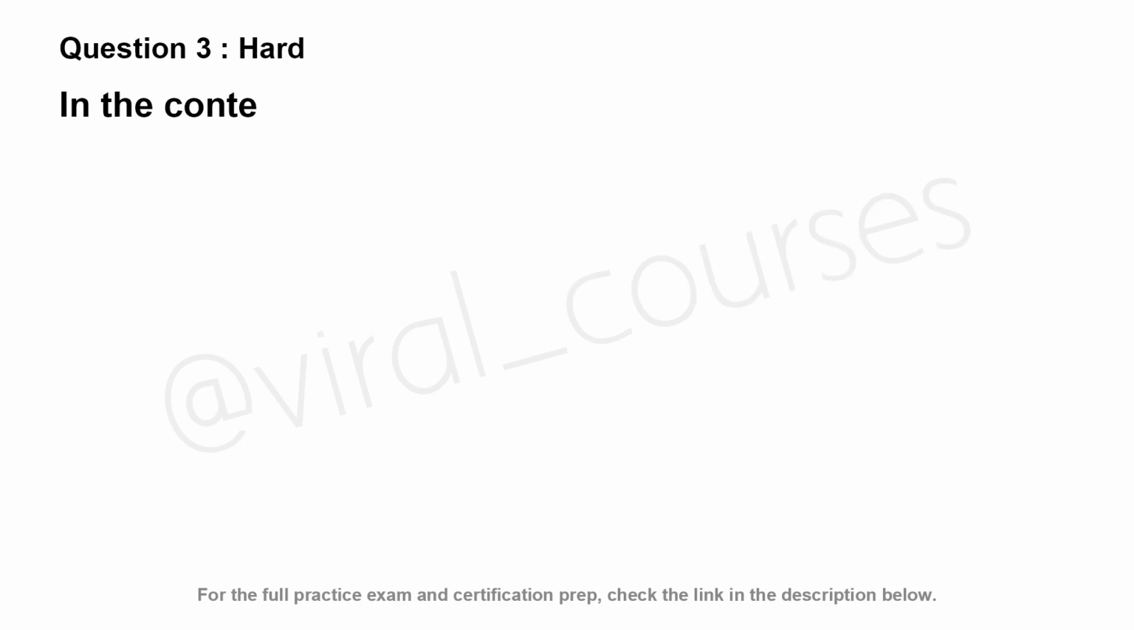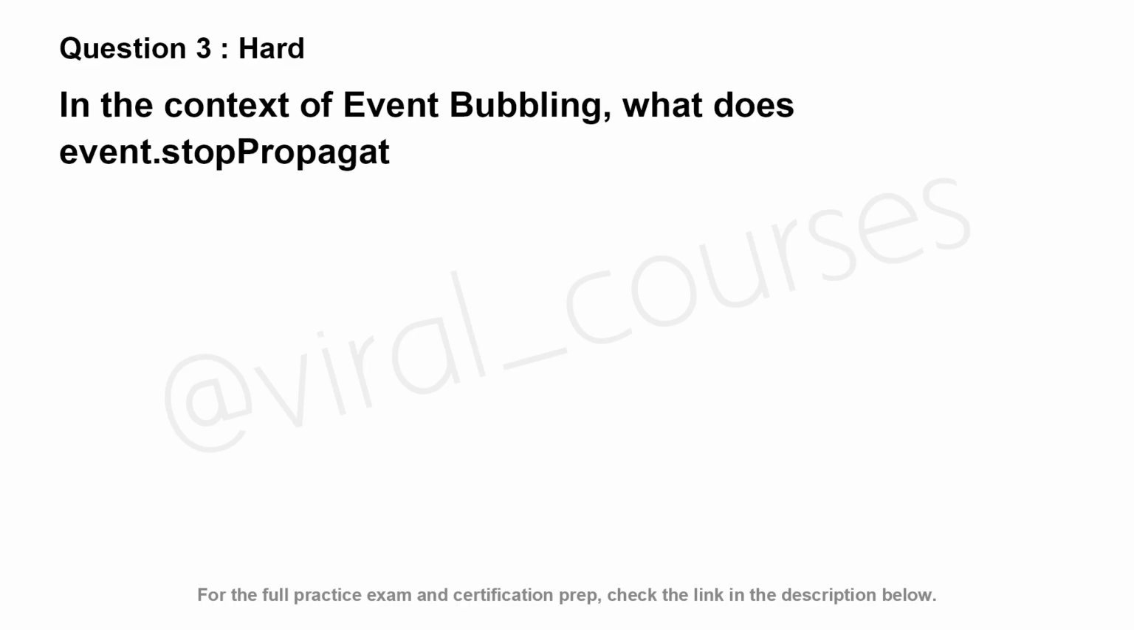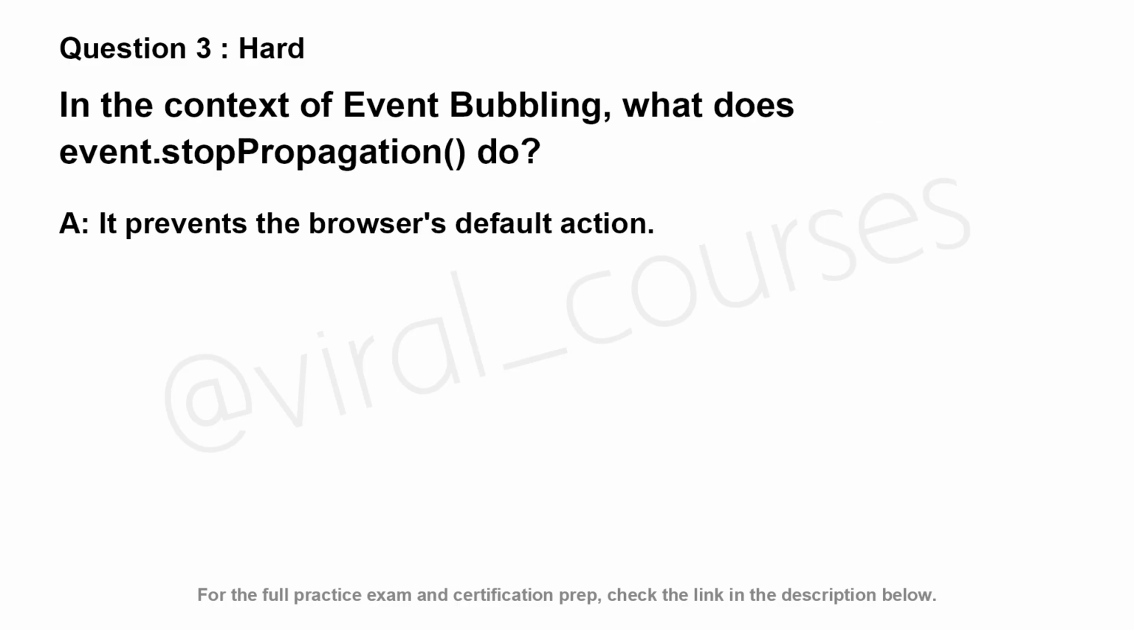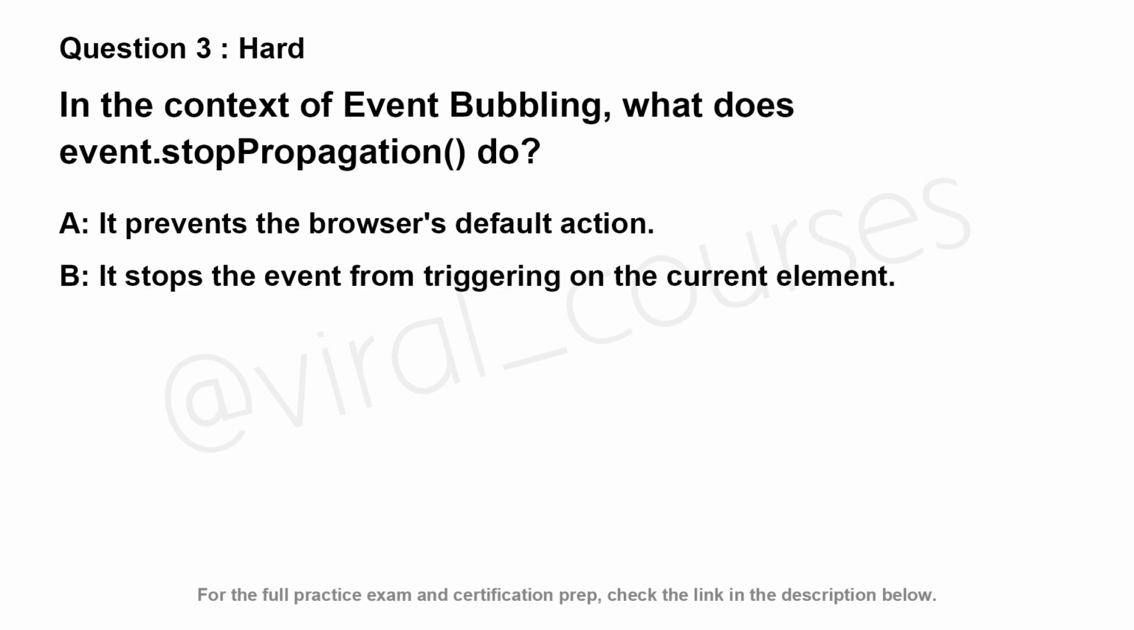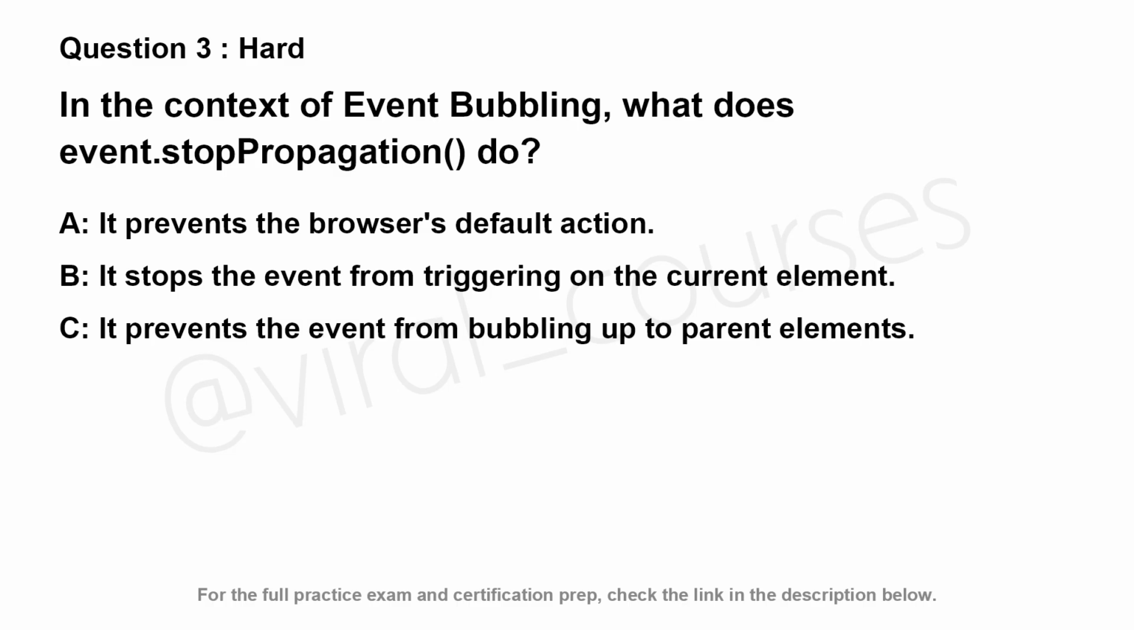In the context of event bubbling, what does event.stopPropagation do? Option A. It prevents the browser's default action. Option B. It stops the event from triggering on the current element. Option C. It prevents the event from bubbling up to parent elements. Option D. It deletes the event listener after one use.